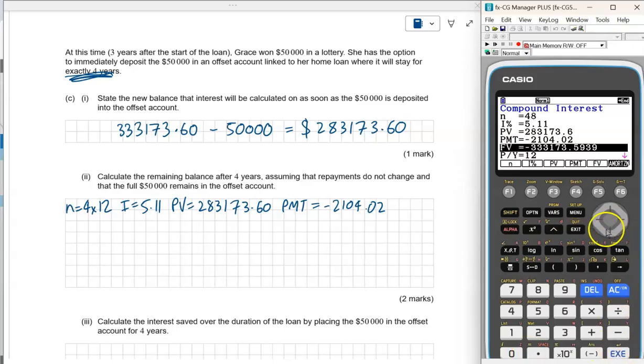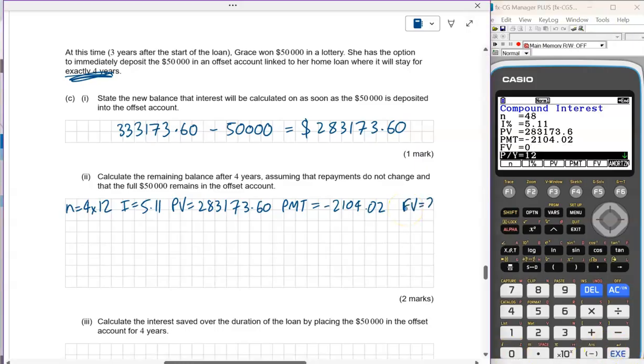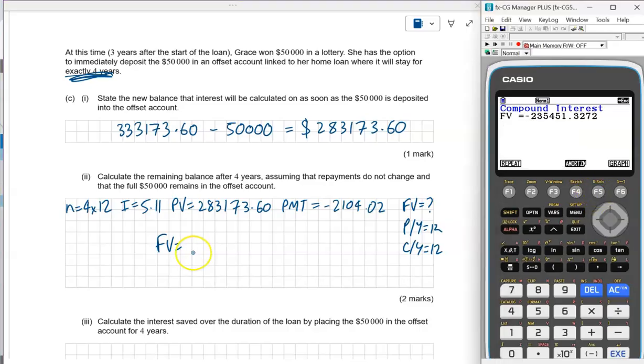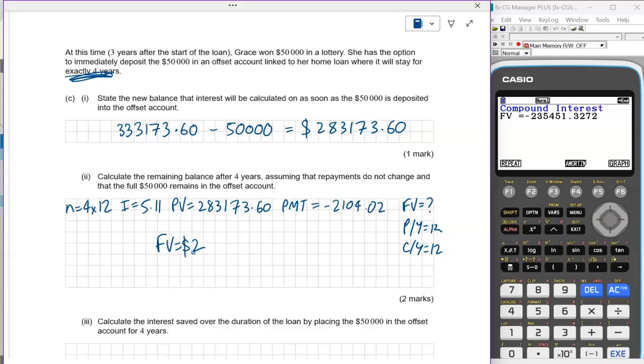PMT remains the same. Future value is what we're trying to work out, so we can just reset that for now. PY is 12 and CY is also 12. So the future value after 4 years of that money being in the offset account, the new balance on her loan, is $235,451.33 still to pay off her loan. Plus, remember, she still has to pay that $50,000 off the loan as well. She's just got that sitting in an offset account at the moment, but she hasn't paid it off the loan.